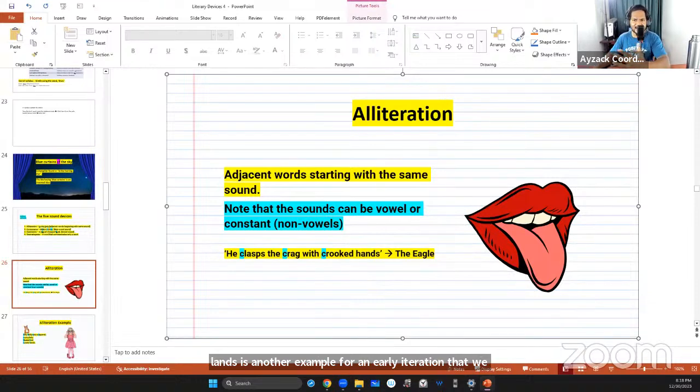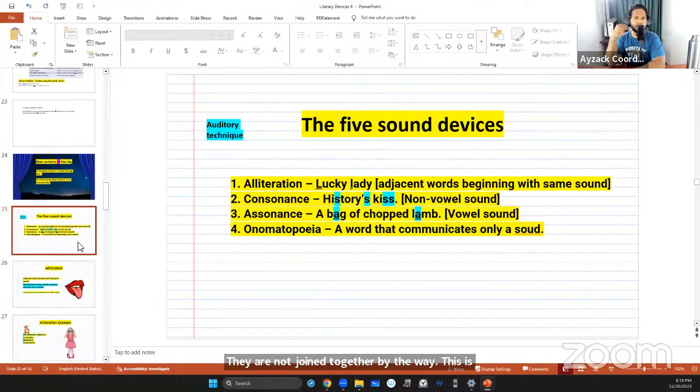Remember that these words are not joined together. Apart from that, they are adjacent. They are very close by. They're not joined together, by the way. This is alliteration. However, we talked about three more sound devices. What are they? We have assonance and consonance.